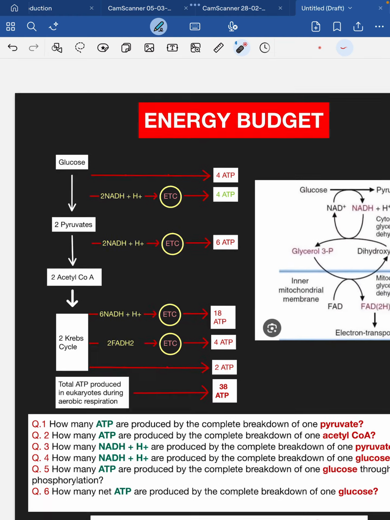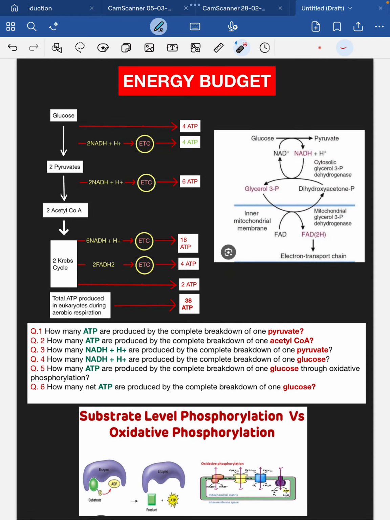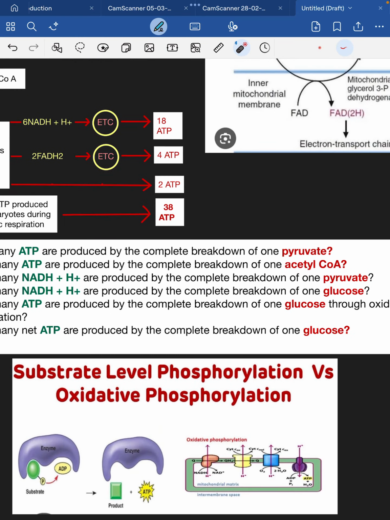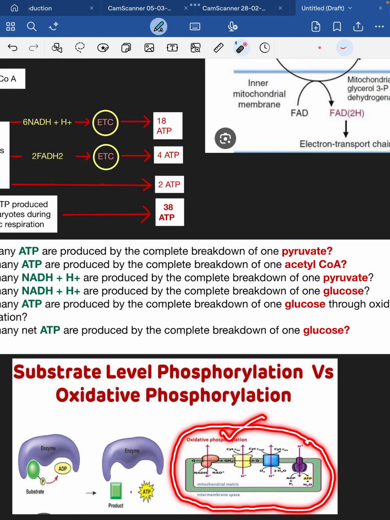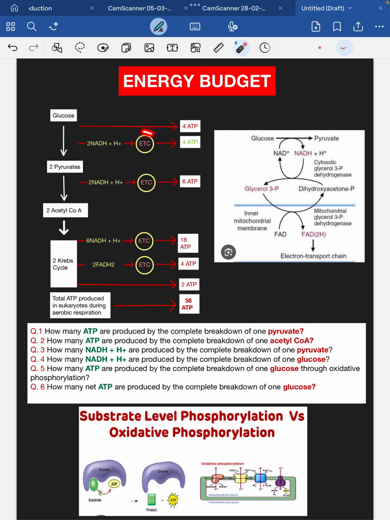Now the formation of ATP is known as phosphorylation. There are two types of phosphorylation: substrate level phosphorylation and oxidative phosphorylation. Those ATP which are produced with the help of the electron transport chain are produced as a result of oxidative phosphorylation. So see here, it means the electron transport chain is involved, so these ATP are produced as a result of oxidative phosphorylation.